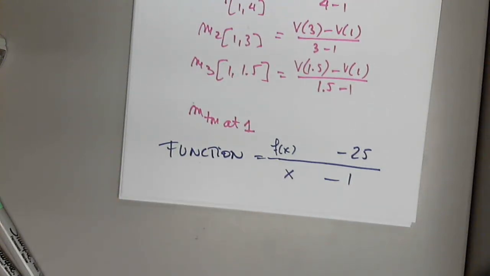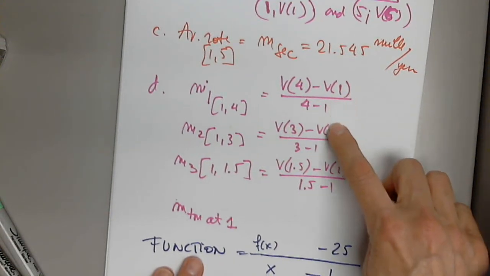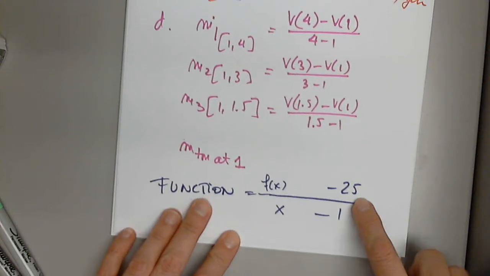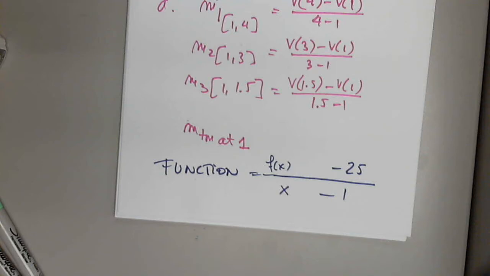So, picked 25 and 1. v of 1 from before was 25, and this is the same all the time. And 1 is all the same all the time. Very good. So let's go to y equals.